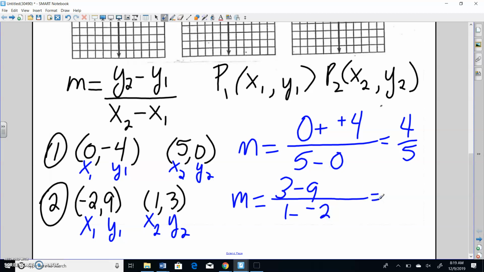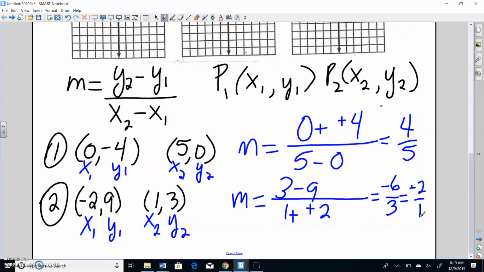So then we can go ahead and simplify. 3 minus 9 is a negative 6. 1 minus a negative 2, remember subtracting a negative is the same as adding a positive. And that gives us 3. And we want to reduce. 6 over 3 gives us 2 over 1, but we have a negative 2 in the top. And that's the same slope that we got above.